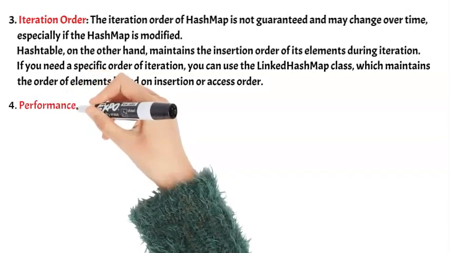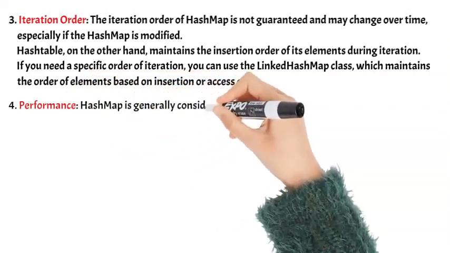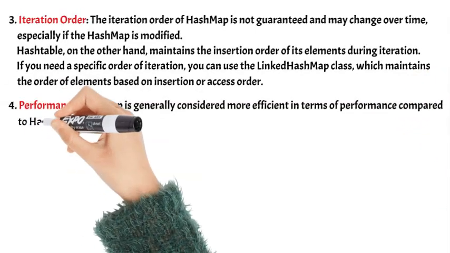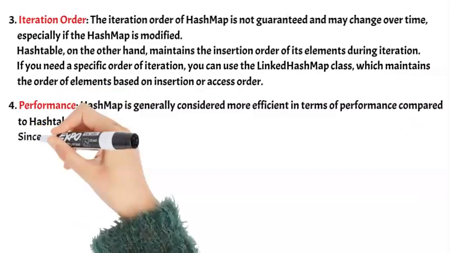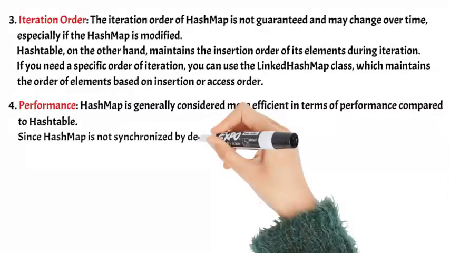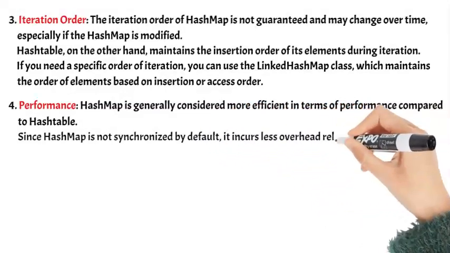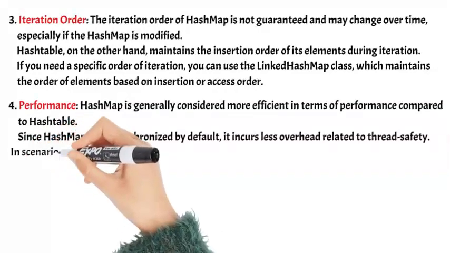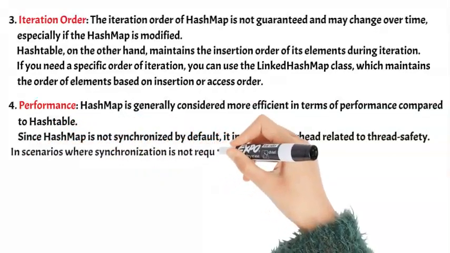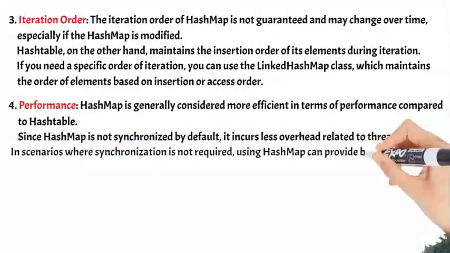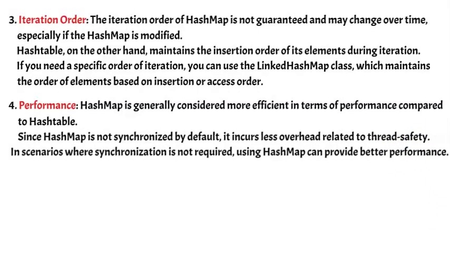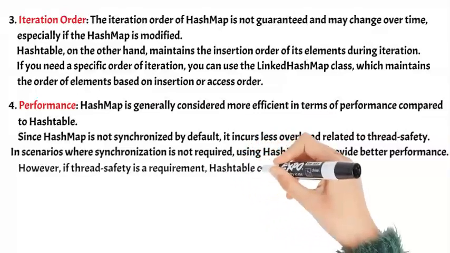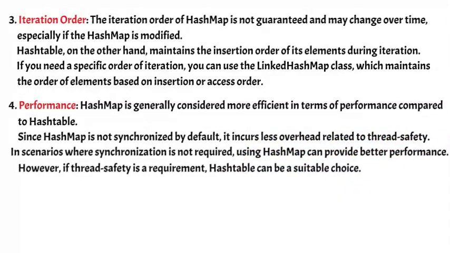4. Performance. HashMap is generally considered more efficient in terms of performance compared to HashTable. Since HashMap is not synchronized by default, it incurs less overhead related to thread safety. In scenarios where synchronization is not required, using HashMap can provide better performance. However, if thread safety is a requirement, HashTable can be a suitable choice.